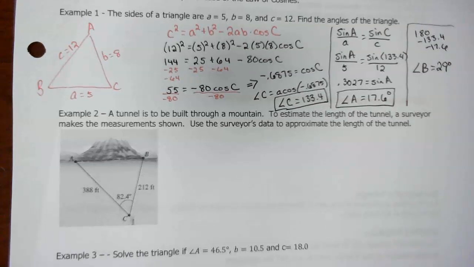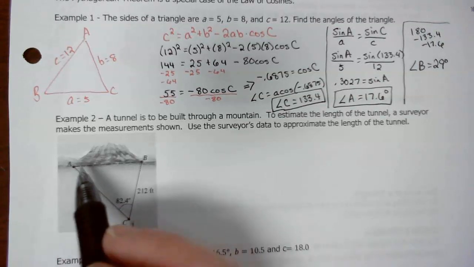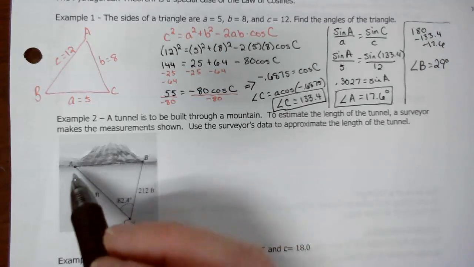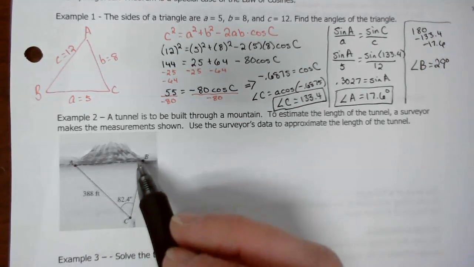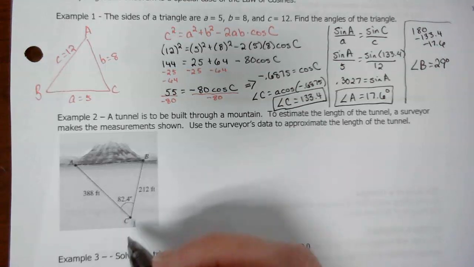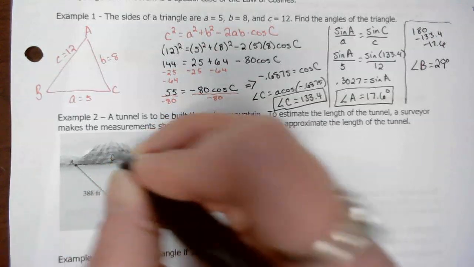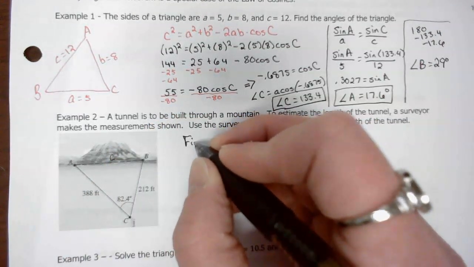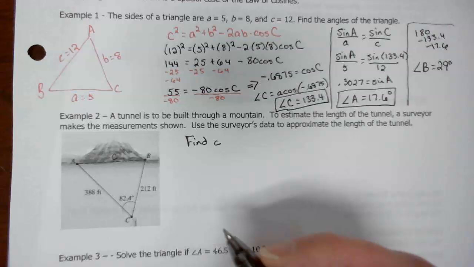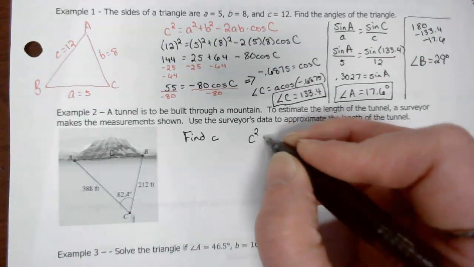Example 2. A tunnel is to be built through a mountain. To estimate the length of the tunnel, a surveyor makes the measurements as shown. So they couldn't really measure straight through the mountain, but they could measure the distances to each of the sides of the mountain and find that angle. So if this is big C, then this little side over here is little c, and that's what we're trying to find. Well, if I'm trying to find little c, I'm definitely going to use the one that starts with c squared.